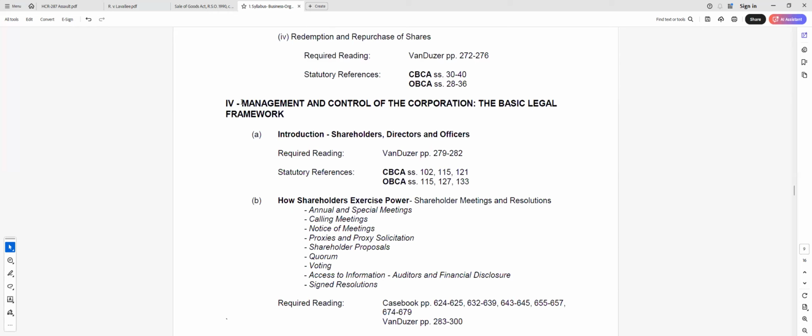Then topic 4 talks about management and control of the corporation, the basic legal frameworks. Here again we are seeing the overall structure, that shareholders will be there, directors will be there, and officers also will be there. We'll see each person or each character's role, how much they are liable for whatever work they are doing, and towards the corporation how much they are liable, what their duties and responsibilities are, and how they exercise those powers.